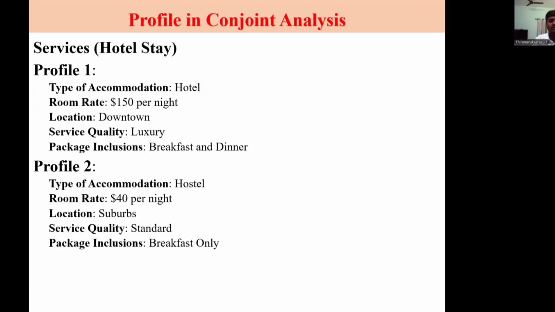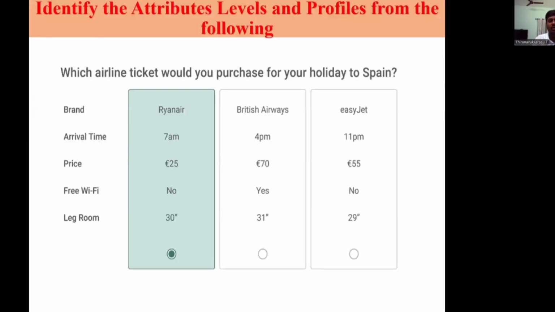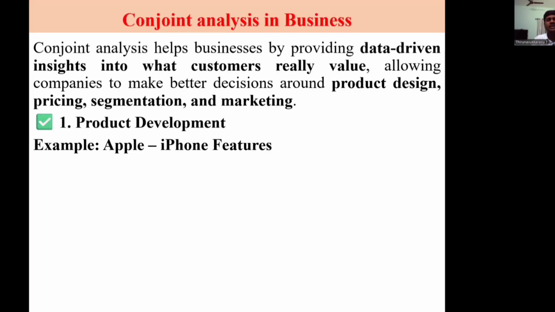The same examples for healthcare and so on. The conjoint analysis is giving businesses data-driven insight into what customers really value, allowing companies to make better decisions in product design, pricing, segmentation, and marketing. In the initial class itself, I told you how conjoint analysis is helping businesses. Now we discuss some small examples.